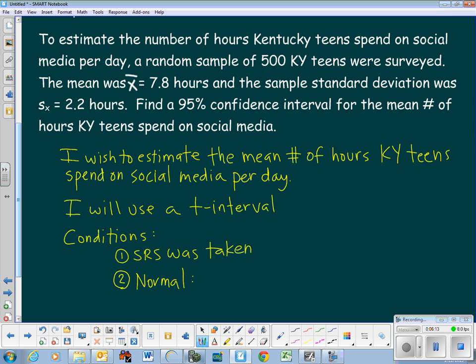How do we know that mean sampling distributions are normal? Well, either the population we're drawing from is normal, or the central limit theorem applies. In this case, n is 500, which is a large enough sample. 30 is usually our go-to cutoff. So we do have a normal sampling distribution.